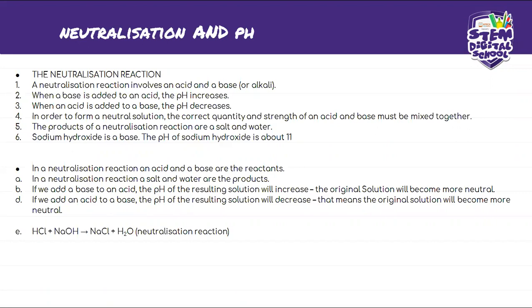Now let's look at this equation. HCl is an acid reacting with sodium hydroxide, which is a base, giving us what? NaCl, which is a salt, and H2O, which is water. That is basically the neutralization reaction. In another way, we can say a neutralization reaction is a reaction involving an acid and a base to produce salt and water only.